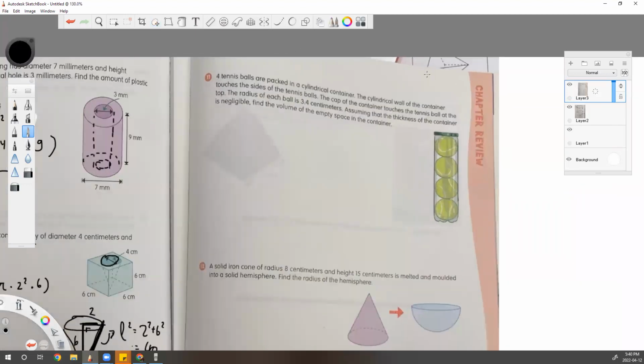Tennis balls are packed in a cylindrical container. The cylindrical wall of the container touches the sides of the tennis balls, and the cap of the container touches the tennis ball at the top also. The radius of each ball is 3.4 centimeter. Assuming that the thickness of the container is negligible, find the volume of the empty space in the container. So how do you do this?